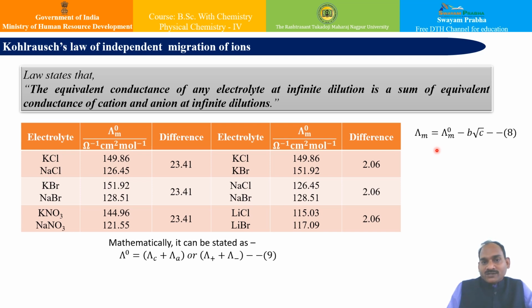Now this extrapolation method cannot be applied in the case of a weak electrolyte. Why? We have seen the graph earlier, because the variation of molar conductance with dilution is very rapid. It drops down very rapidly like this asymptotic curve, isn't it? And therefore, at lower concentration, you cannot find out the intercept. So in such a case, for determining the limiting molar conductivities of a weak electrolyte, the Kohlrausch law of independent migration of ions can be employed.